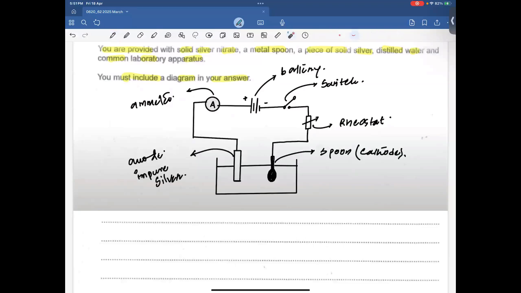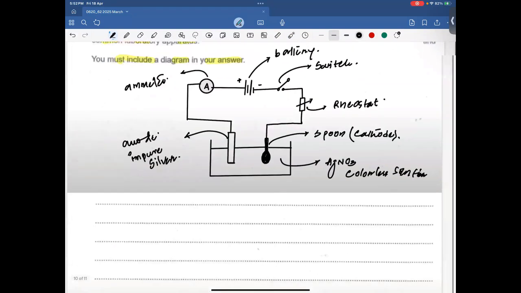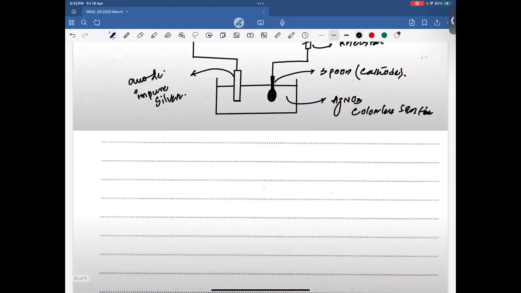And guys, you know, solid silver nitrate is given, so you need to dissolve it in distilled water. And when you dissolve it in distilled water, it will turn to your electrolyte, which is silver nitrate. And remember, silver nitrate has a colorless solution. So that's the diagram. Now, how does the apparatus work, how do we carry out the experiment?